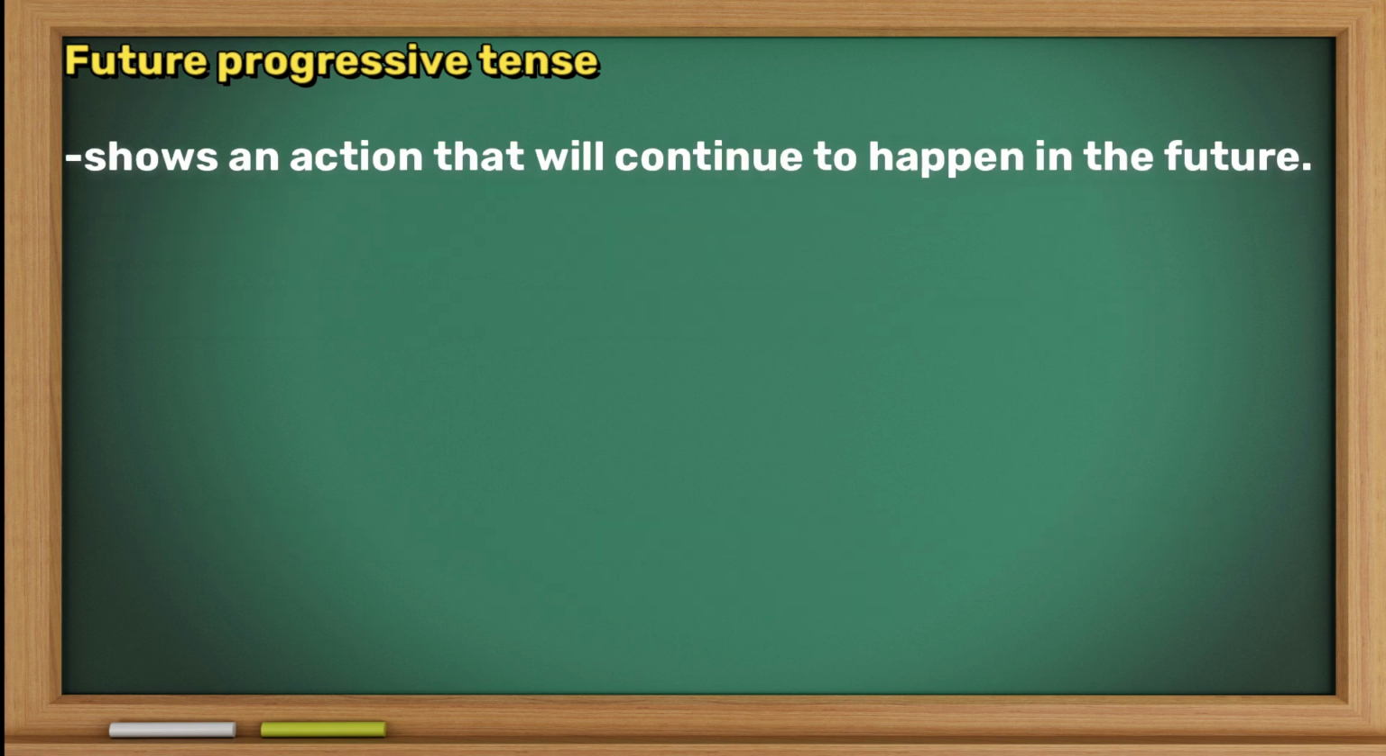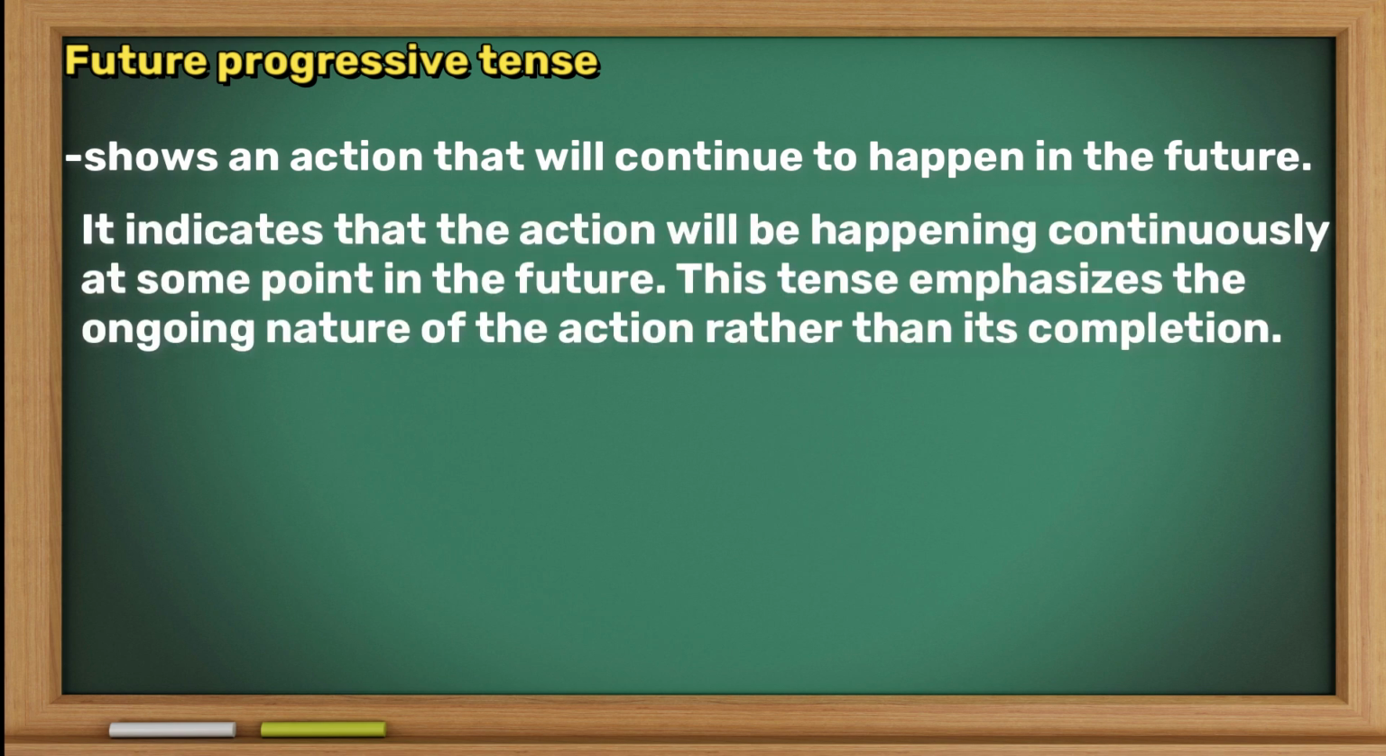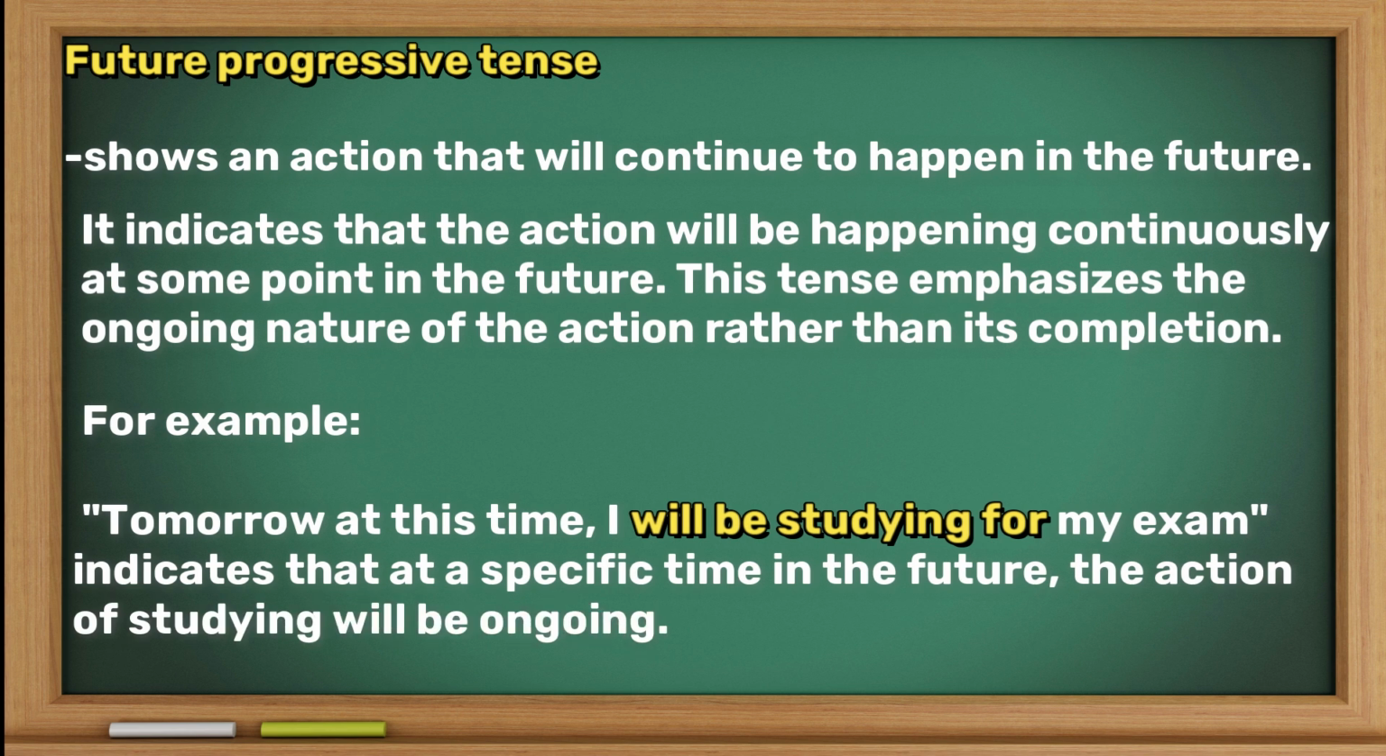The future progressive tense shows an action that will continue to happen in the future. It indicates that the action will be happening continuously at some point in the future. This tense emphasizes the ongoing nature of the action rather than its completion. For example, tomorrow at this time, I will be studying for my exam. It indicates that at a specific time in the future, the action of studying will be ongoing.